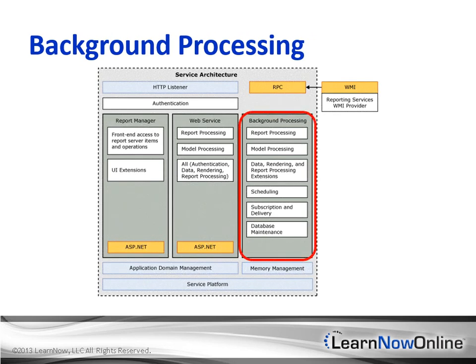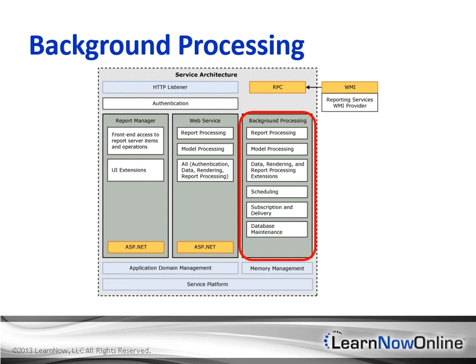And then the final component is background processing. This component handles a variety of tasks initiated by the report server that execute in the background, which includes most scheduling, subscription, and report delivery tasks, as well as a variety of report server database maintenance tasks. It also handles various report processing tasks that aren't explicitly handled by the report server web service.